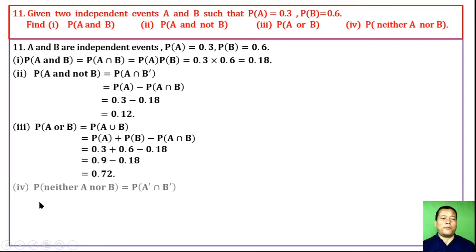For Roman number 4, P(neither A nor B) is in symbol P(not A intersection not B), which is equal to P(not (A union B)), and 1 minus P(A union B). P(A union B) is already found out, whose value is 0.72. Subtracting, we get 0.28.